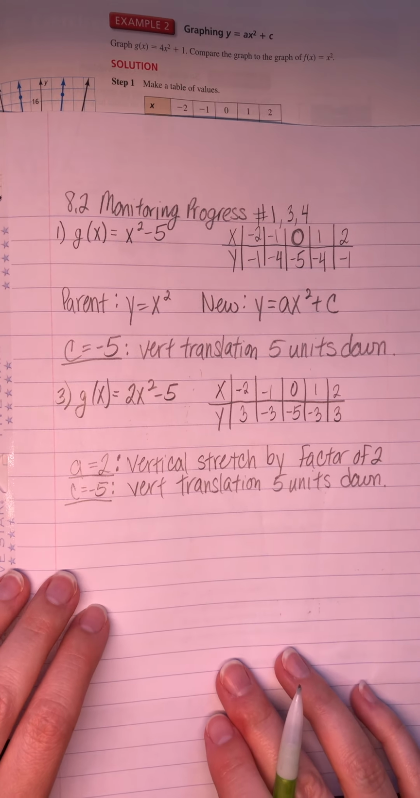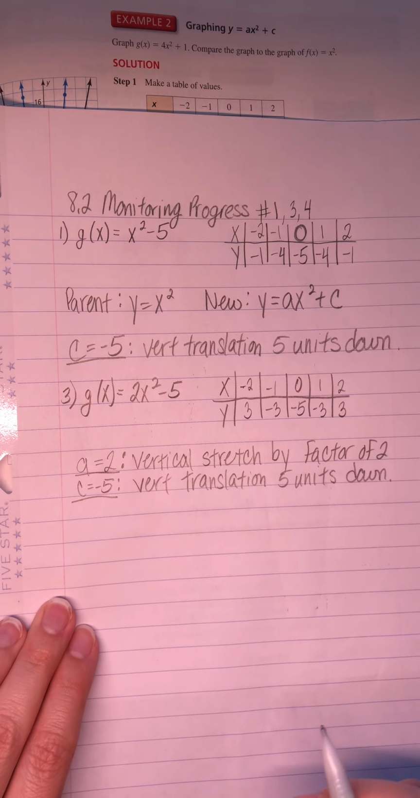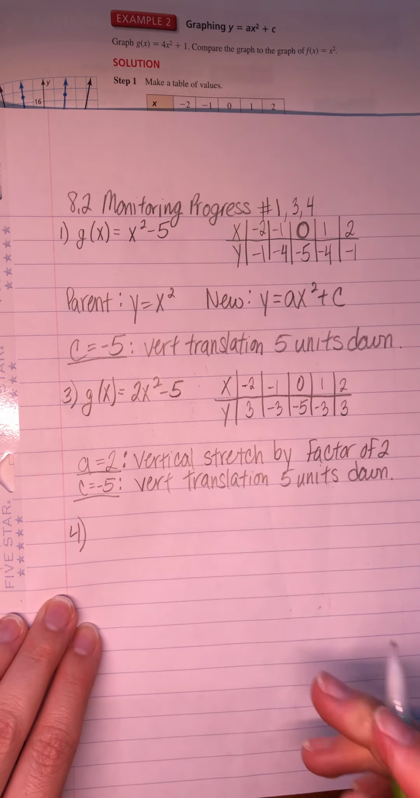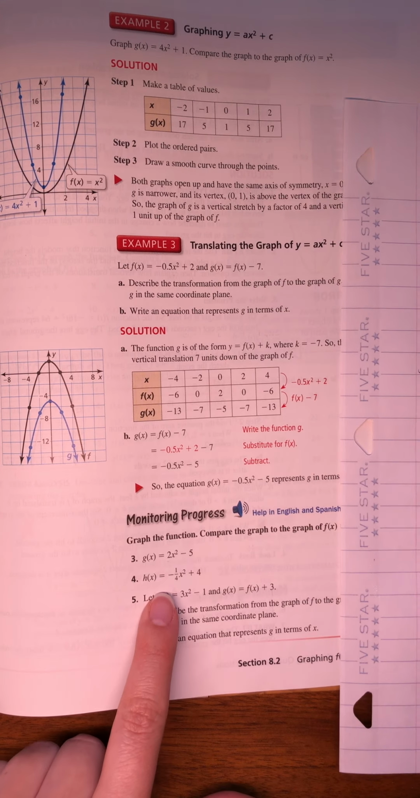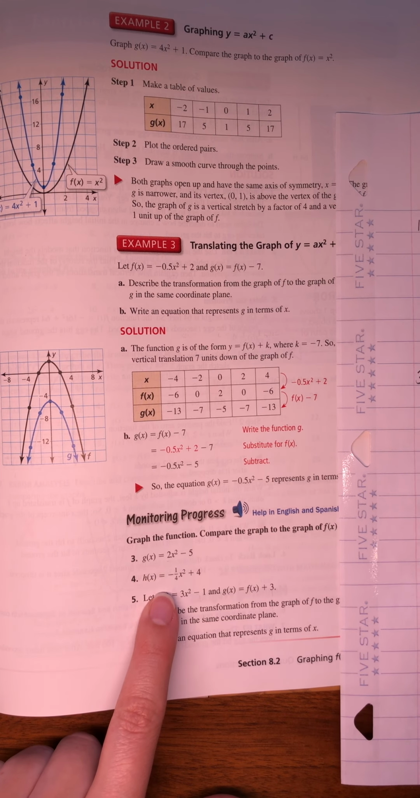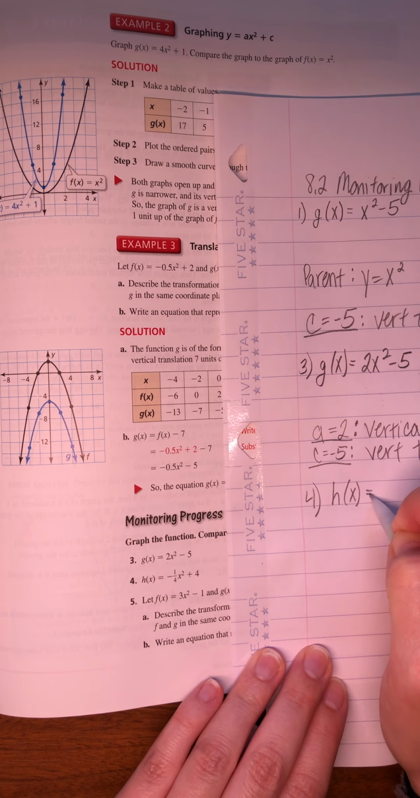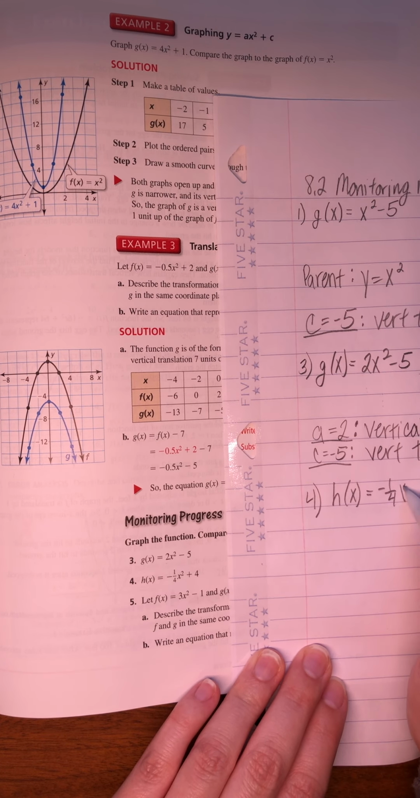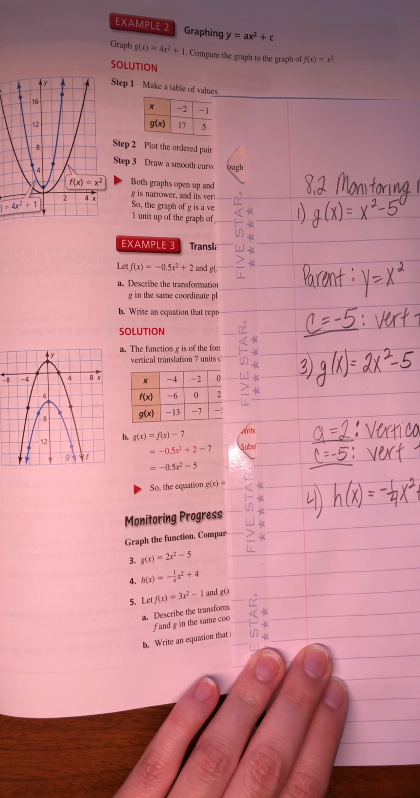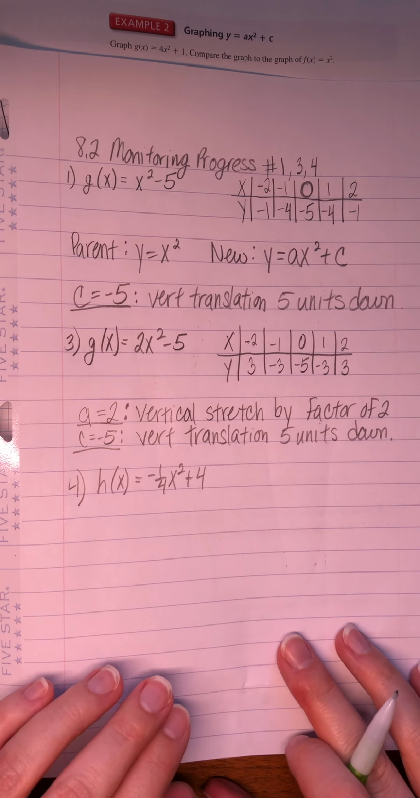And that is monitoring progress 3. Let's look at one more like this. We're gonna look at monitoring progress 4. So I'm getting this from the textbook here. H of x equals -1/4 x squared plus 4. Okay, we're gonna start off the same way.